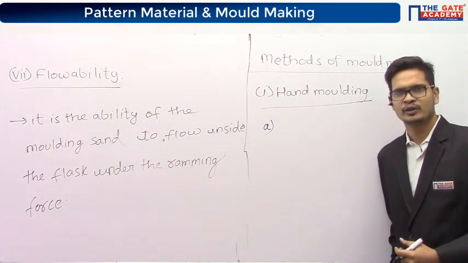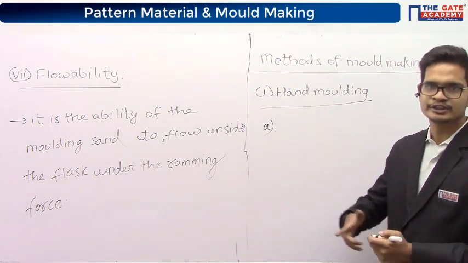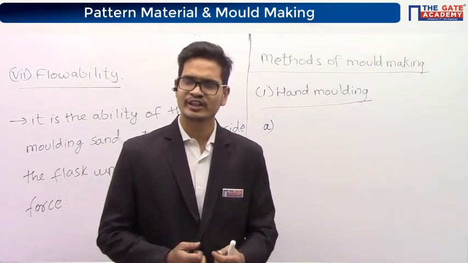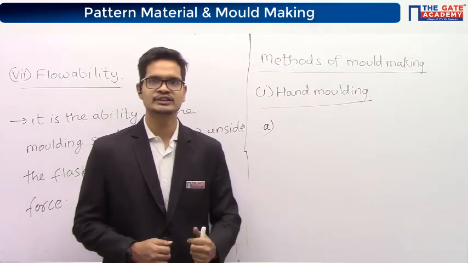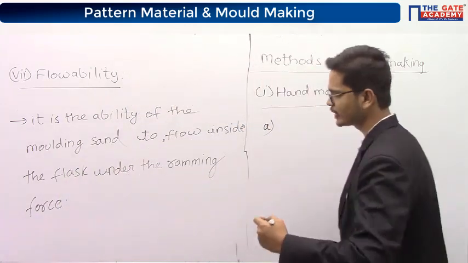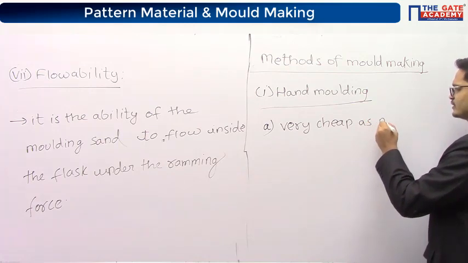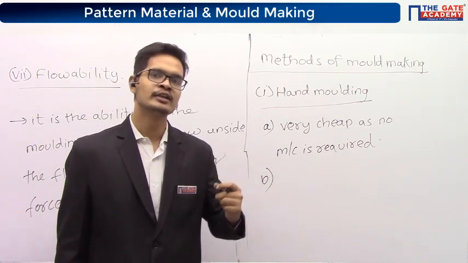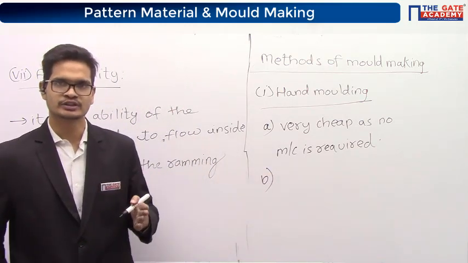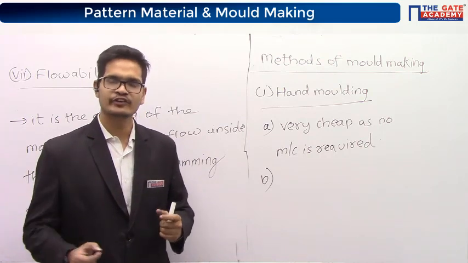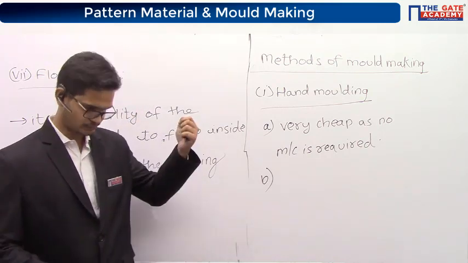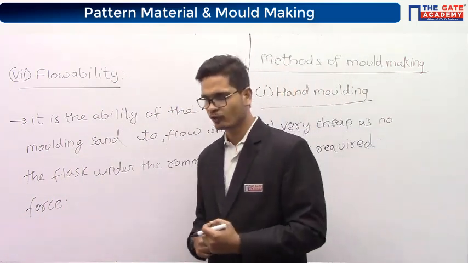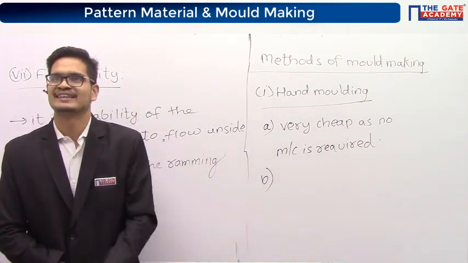First of all, it is hand molding, right? Hand means human hands. There are nearly 1.3 billion people in India, so labor is very, very cheap. So hand molding is very cheap as no machine is required. And since the ramming force is applied by the hand, the person who is applying the load knows where the pattern is weak and where the pattern is strong. So he can vary the ramming force, and by varying the ramming force, he can make complicated shapes.